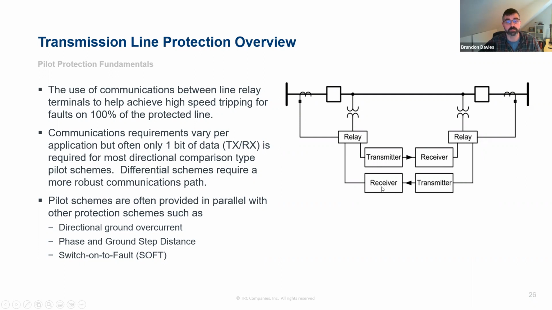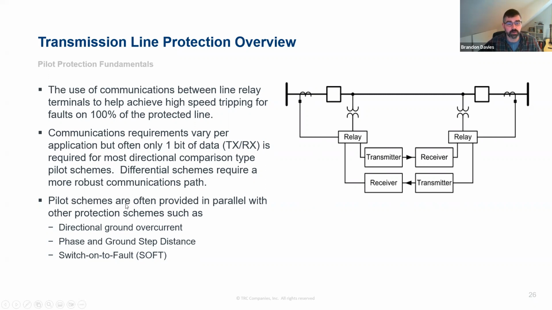But that really relies on this communications path to get that information, be it a single bit of data or a stream of high accuracy current measurements from one terminal to the other. It relies on that communications channel, so we'll talk a little more about that. Usually the main advantage of pilot protection is you're operating faster. Because you can make a more informed decision about where your fault is, you can increase the speed without sacrificing reliability, or more specifically, without sacrificing security of the scheme.